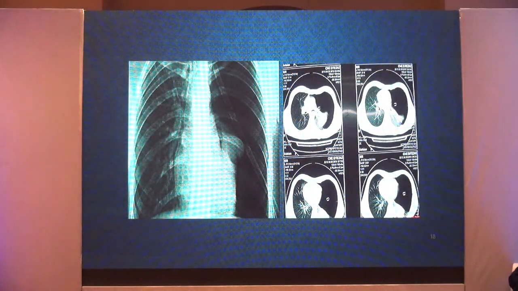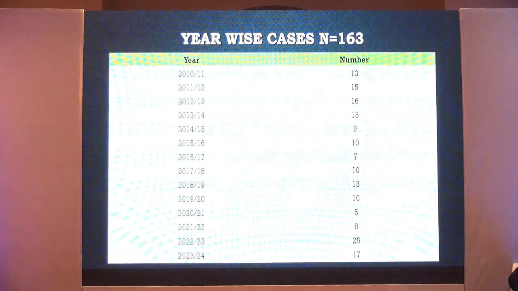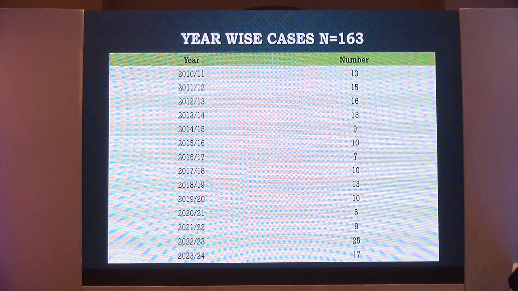Here you can see an X-ray of a patient where a chest tube has been placed. In this X-ray you can see it here, in this CT scan it is there, and despite intubation the lung has failed to expand. The year-wise cases were almost a steady number, apart from a slight decrease in the days of COVID pneumonia when the number was a little less.